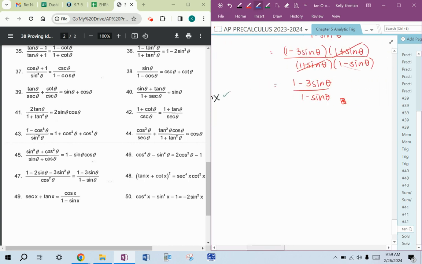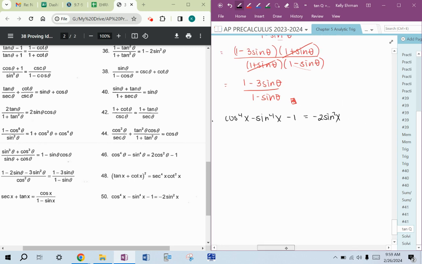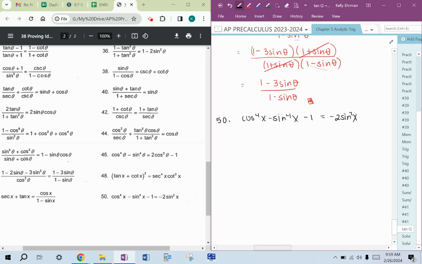And our last problem here, number 50, says cosine to the fourth x minus sine to the fourth x minus 1 should equal negative 2 sine squared x. All right, so let's look at this one. We can't do a difference of squares, and we can't add the 1 to the other side. So what should we do?